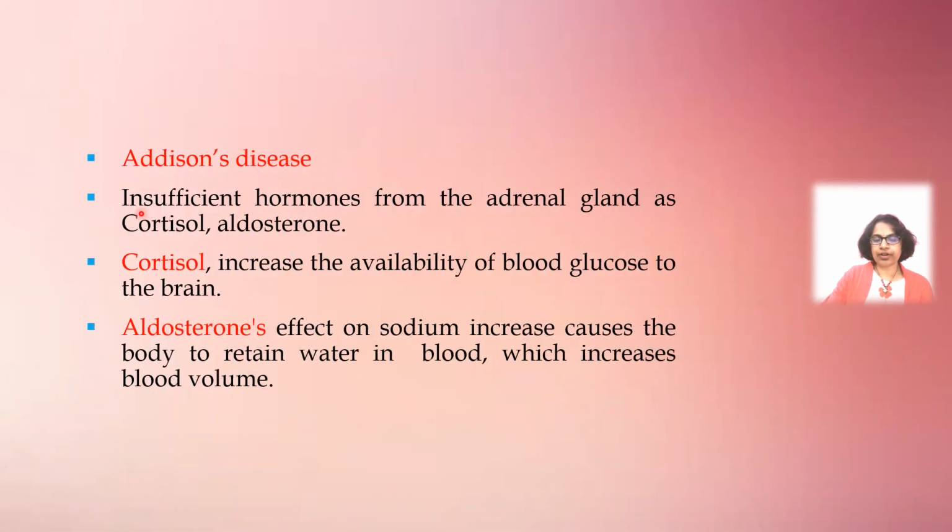Addison disease. What do you mean by Addison disease? Insufficient hormones from the adrenal gland, such as cortisol and aldosterone. What is the importance of cortisol? Cortisol increases the availability of blood glucose to the brain. Then aldosterone, which affects sodium, causes the body to retain water in the blood, which increases the blood volume.